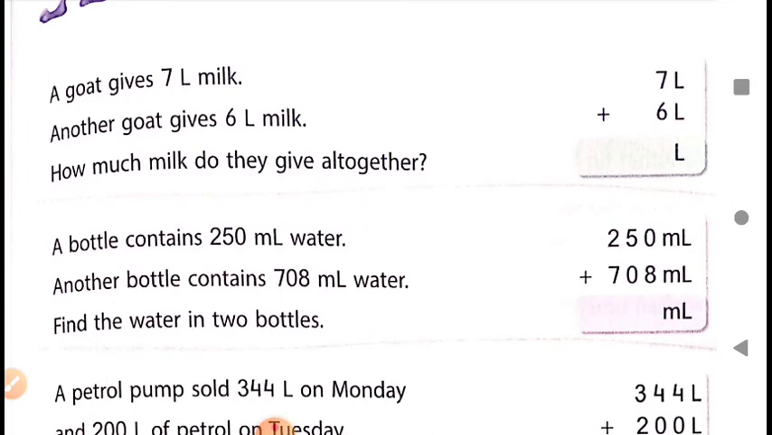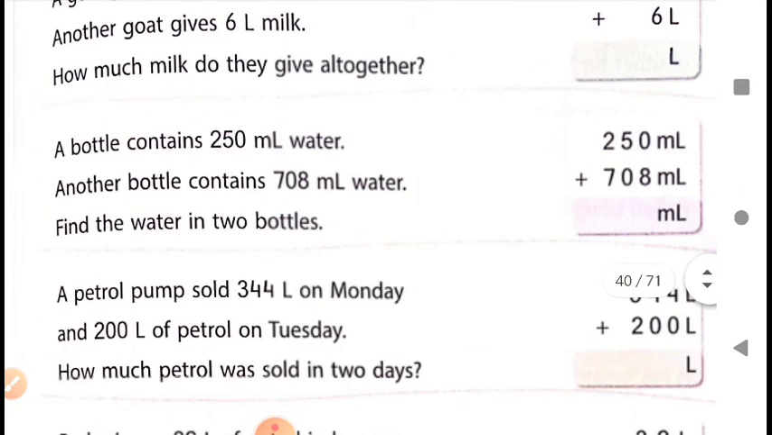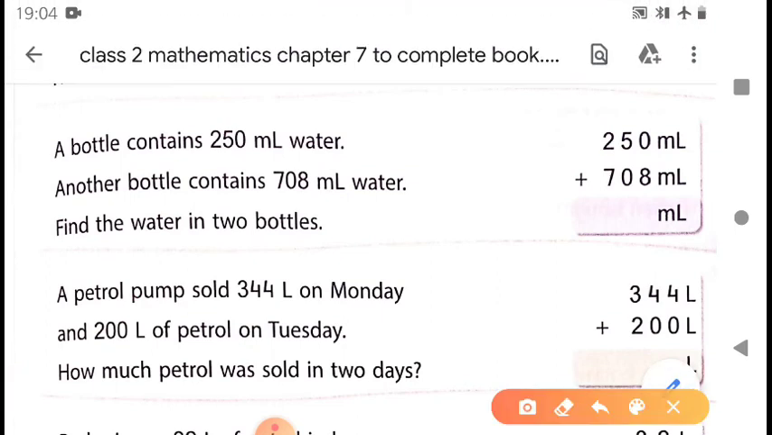Next is: a container contains 250 ml water. Another bottle contains 708 milliliter water. Find the water in 2 bottles.